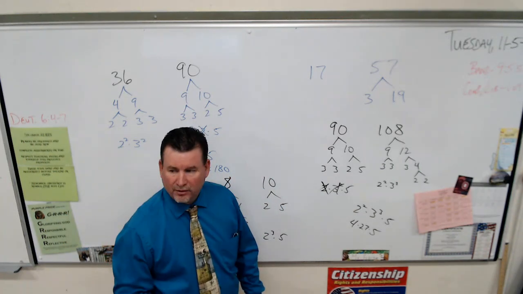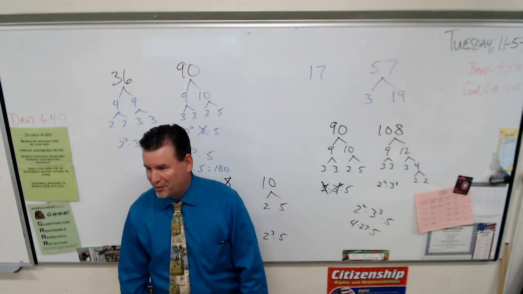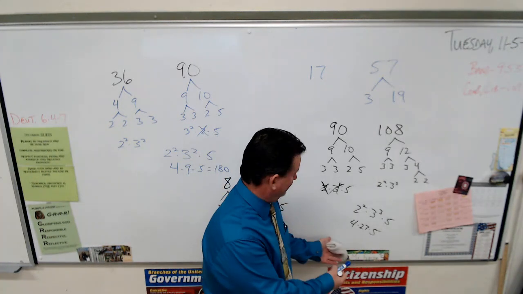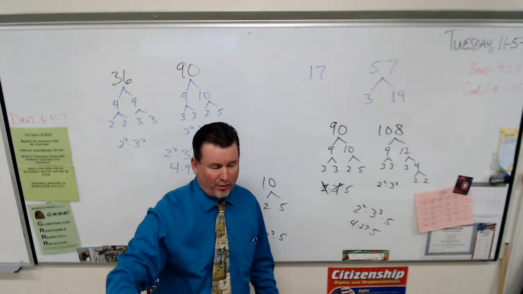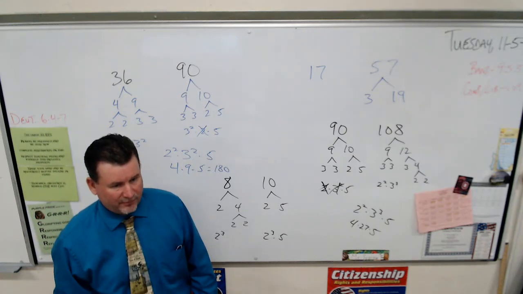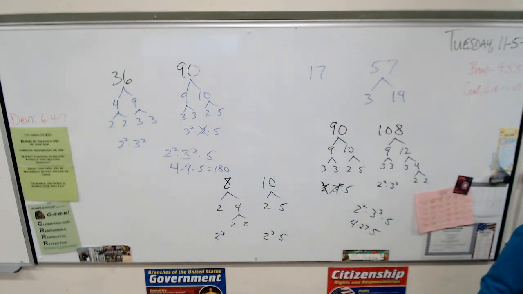So what do we got? I thought you were going to give me an answer. What do we got? 4 times... 540. Oh, I did that, man. Well, you didn't offer. 540.